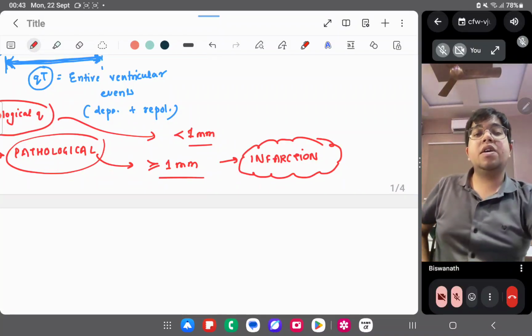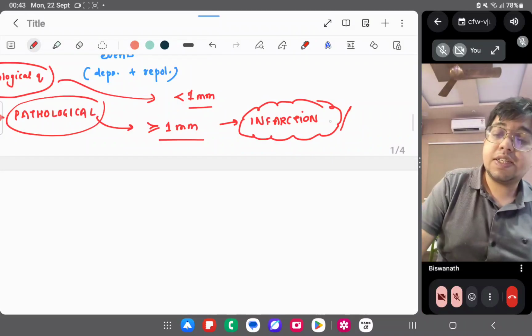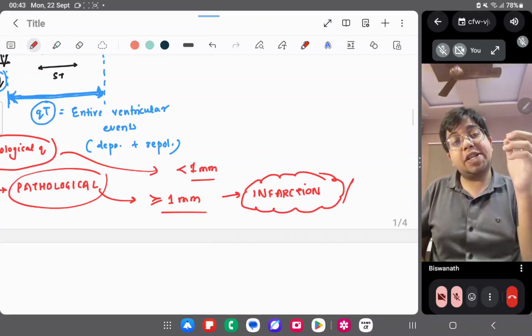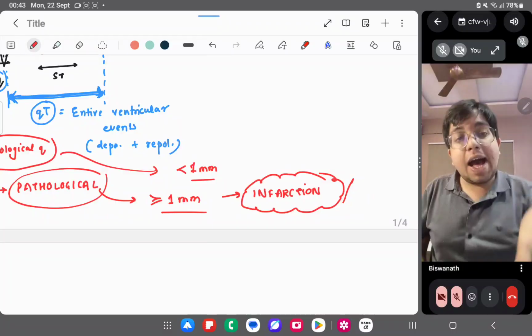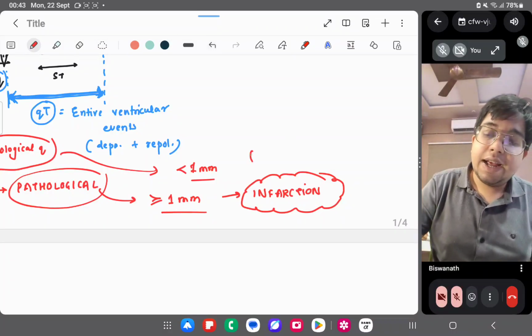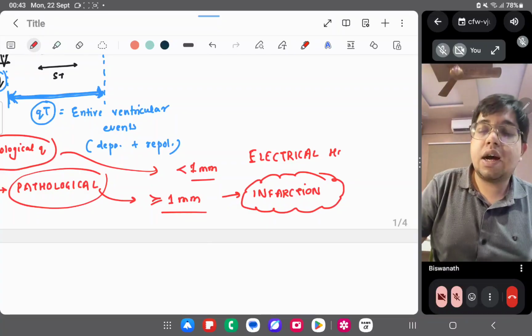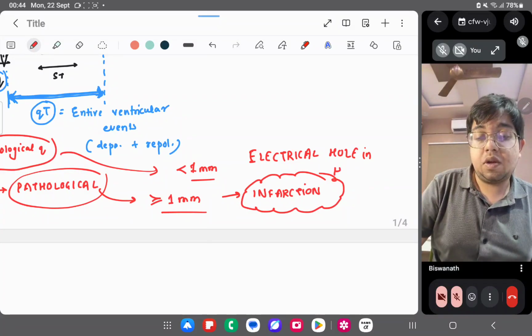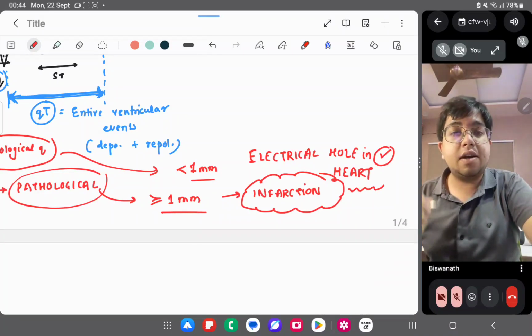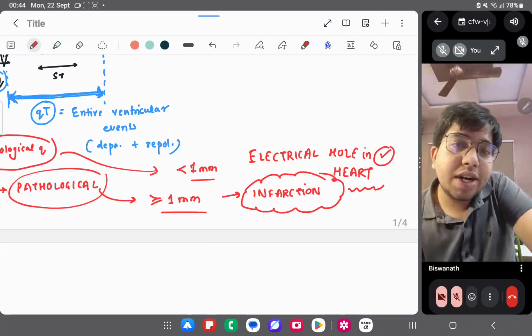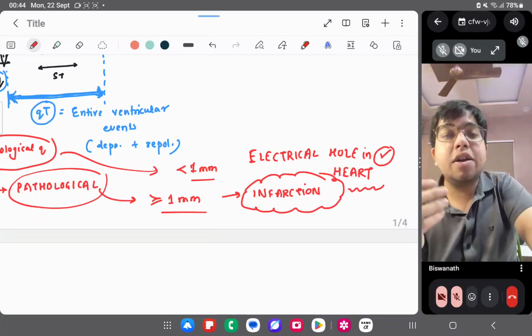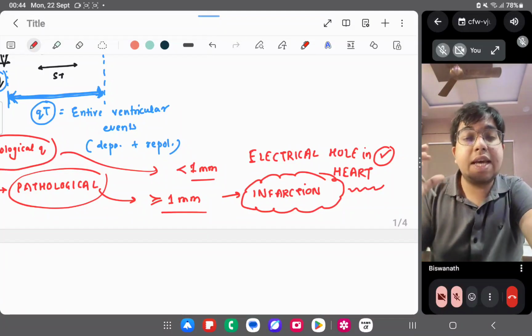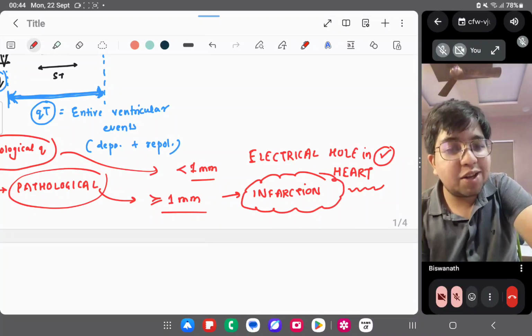Because there is a high negative deflection, what I mean is that there is an electrical hole in the heart. This electrical hole in the heart is giving rise to this capital Q. Capital Q is the pathological Q.